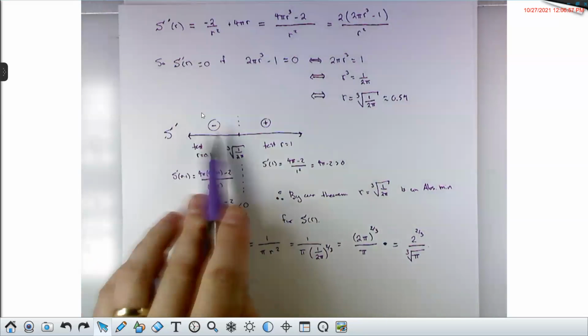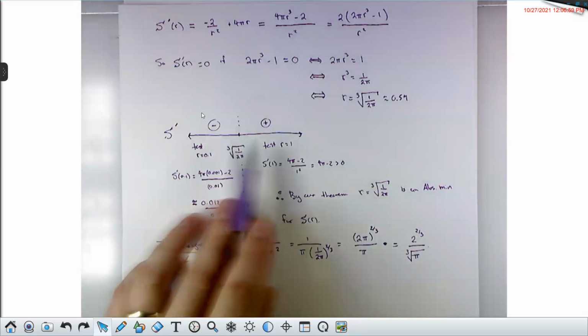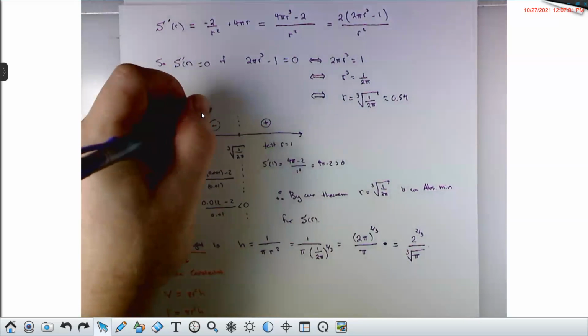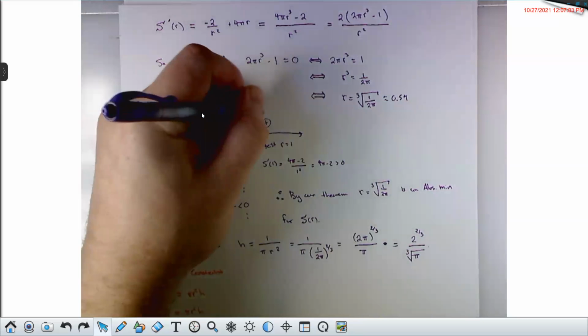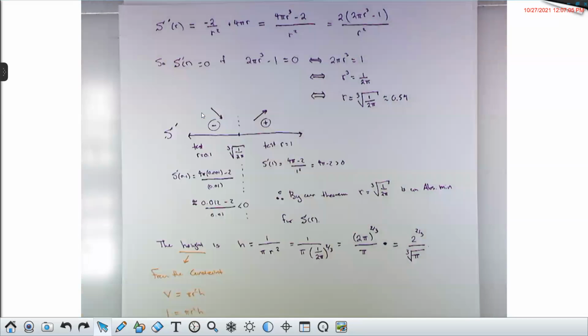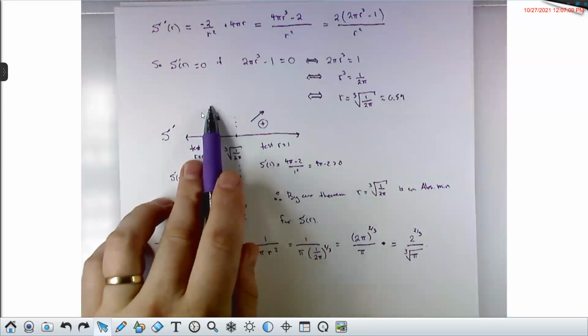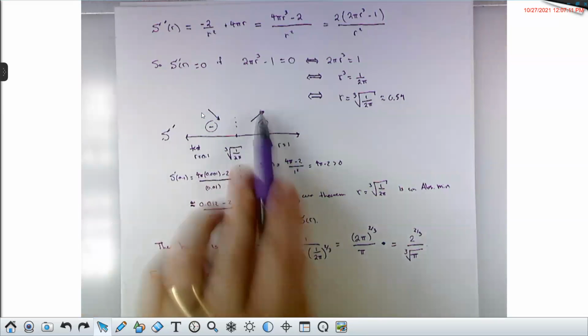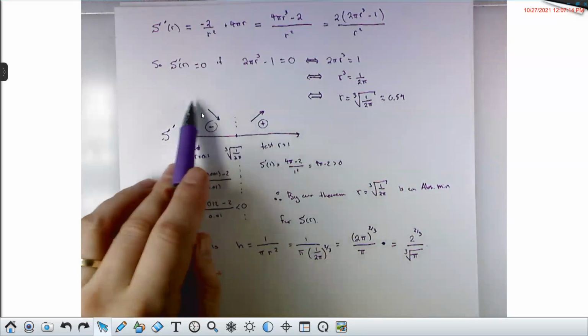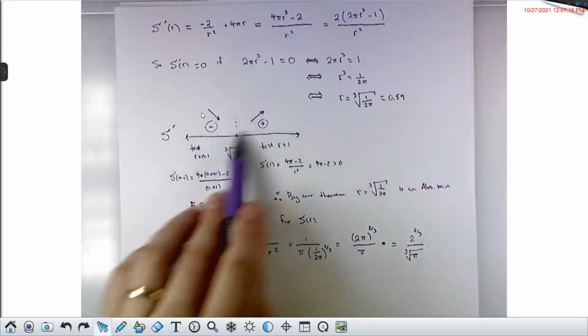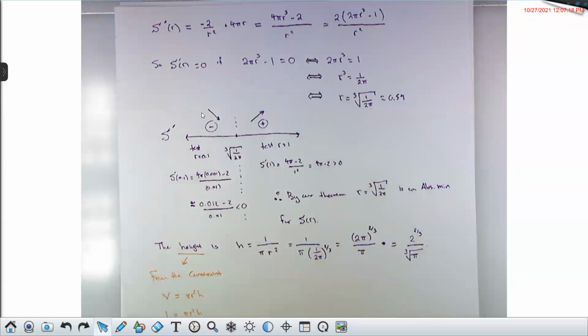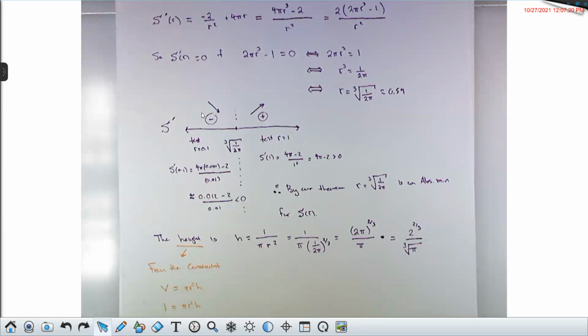So if your derivative is negative, you're decreasing. If your derivative is positive, you're increasing. So I'm decreasing everywhere over here, increasing everywhere over here. So S prime is negative, which means S is decreasing. S prime is positive, which means S is increasing. So S is decreasing to the left of this number and increasing to the right of this number, which means that what we found was a min for the function S.